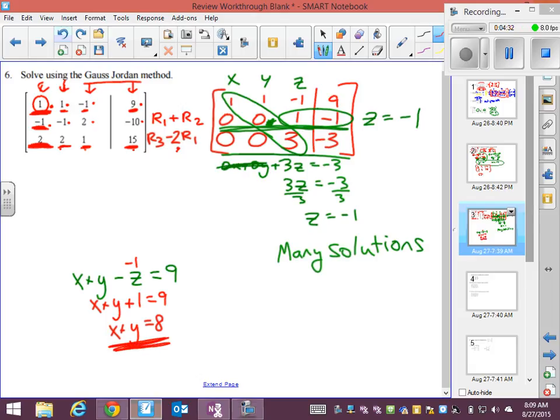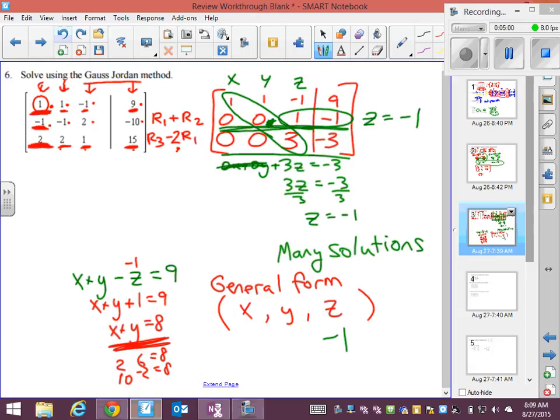So you can see a lot of different numbers, like x could be 2 and y could be 6. That would work. X could be 10 and y could be -2. Both those things add up to 8. And so both of those things work. This is why there are many solutions. So sometimes we have to find a general form. In this case, normally it would be x, y, and z, but we know the z value is -1.